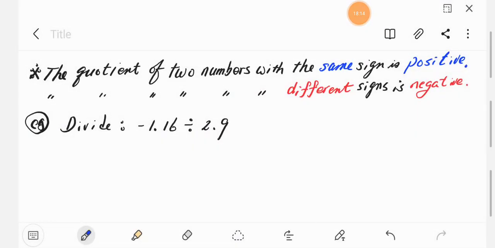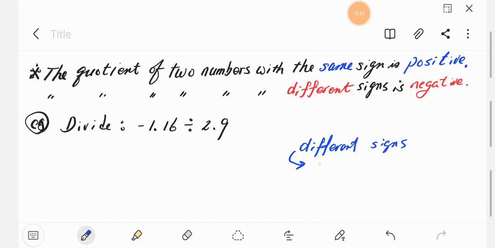All right, just like the product of two numbers, the quotient of two numbers with the same sign is positive, and the quotient of two numbers with different signs is negative. This rule is the same as the product, right? So let's divide these two numbers. And the two numbers have different signs, right? So what's the result? What's the quotient?